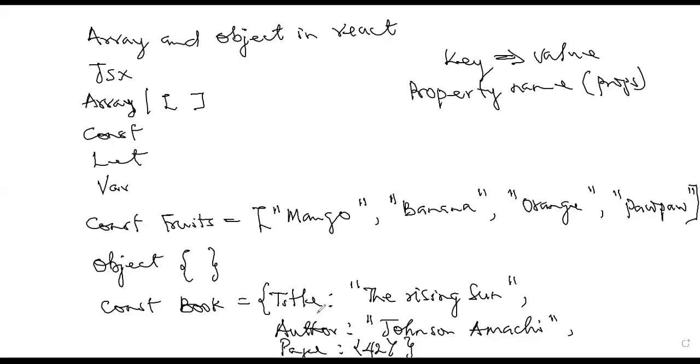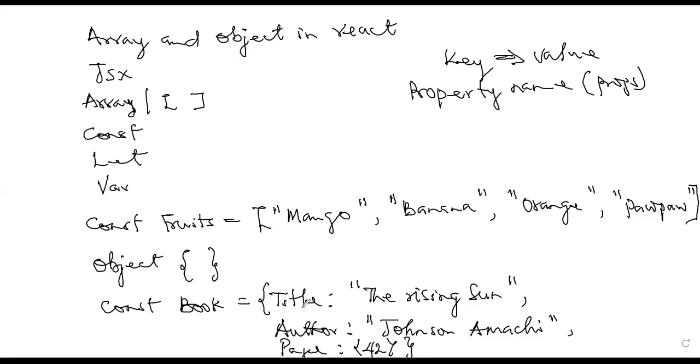So in React, an object cannot be rendered. An object cannot be rendered in React. But you can log it to the console. It can be logged to the console, but it cannot be rendered. Then another thing is that the values or the properties of an object can be accessed.